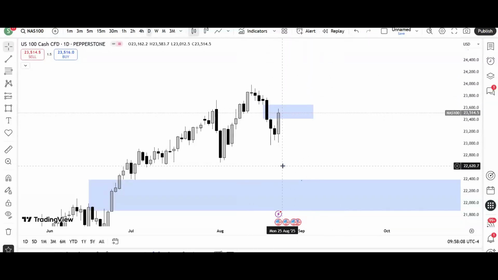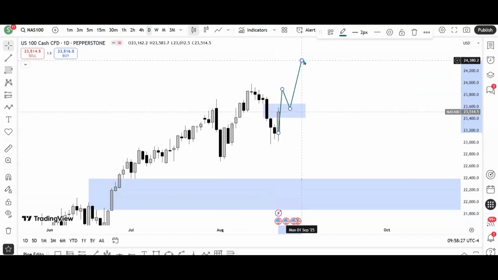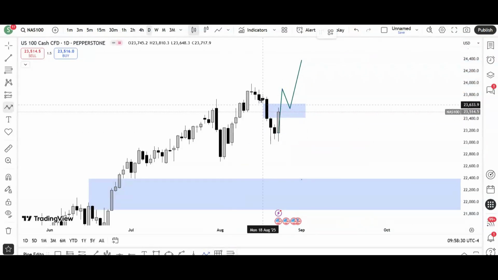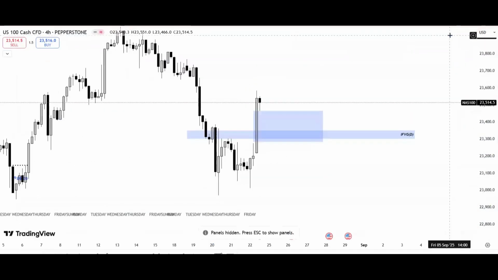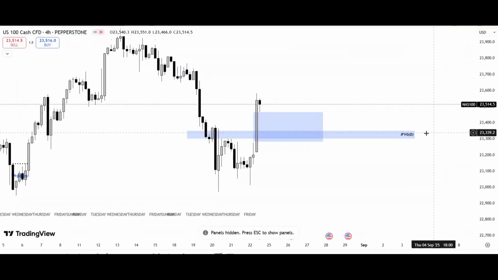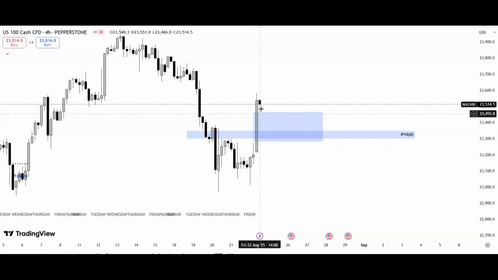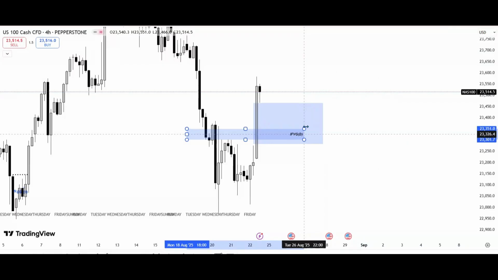So it would be nice if we invert this fair value gap, because that will be good confirmation of a bullish continuation or bullish price action. So this is what we're likely to have, or this fair value gap can still be used to push price lower. So let's look at the 4 hour, and on the 4 hour we have this fair value gap here, and of course this is a daily inversion fair value gap.